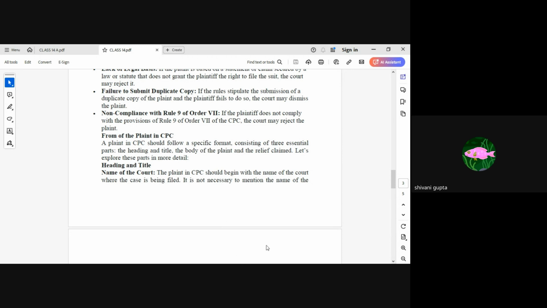Now we will come to another aspect, that is the form of the plaint: how the plaint must follow a specific format, and what the essential parts are. So when we discuss the plaint, one more thing you have to keep in mind. Please shut the door.